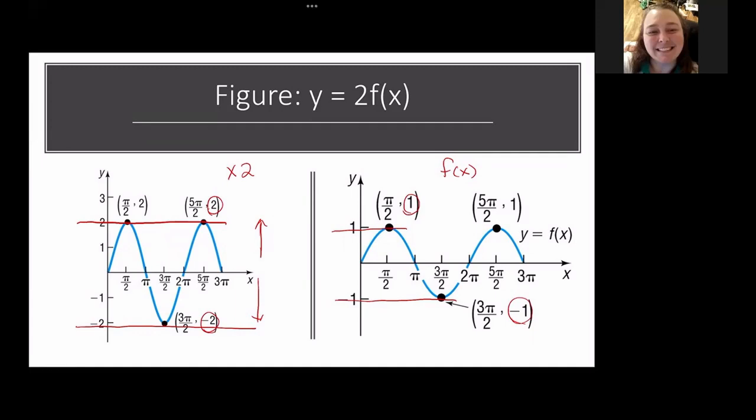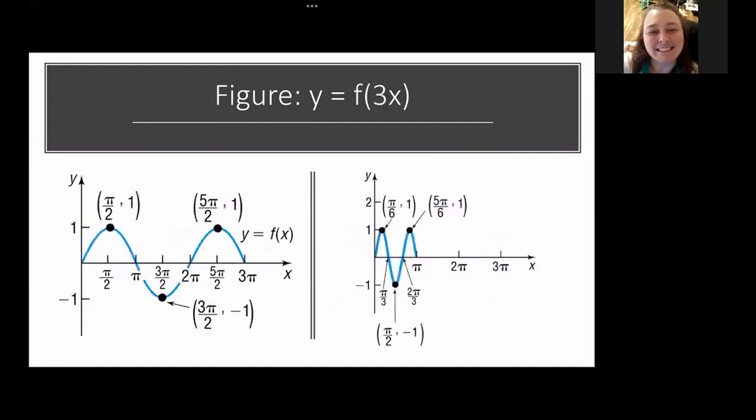Now let's look at the other one where we actually put the number inside the parentheses. So y equals f of 3x. Now here you can see there wasn't any change in the amplitude. Your change is actually here. That's the original. So we took it and squished it. So we squished it by 1/3. So what was 3 pi is now pi. So it's 3 pi times 1/3 equals pi. So it's squished by 1/3.